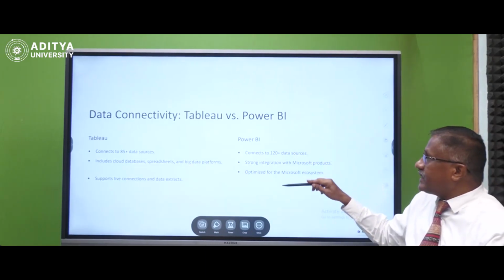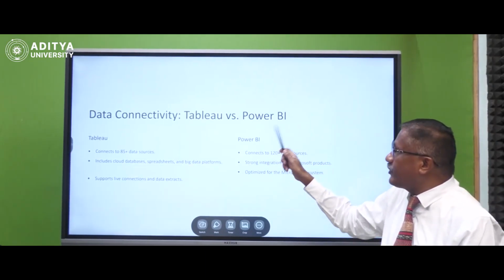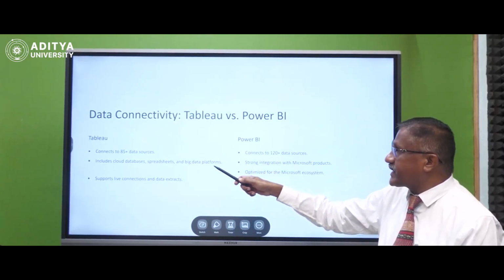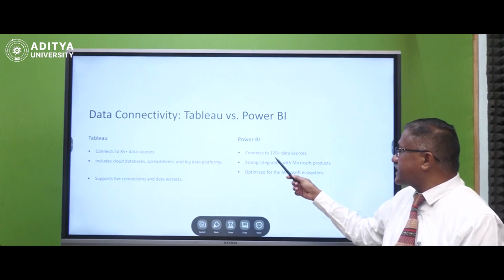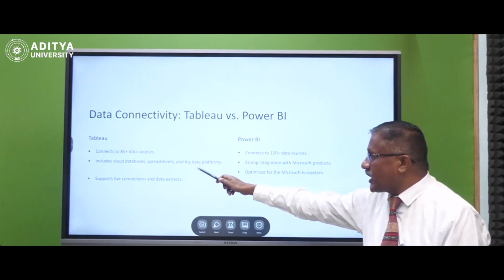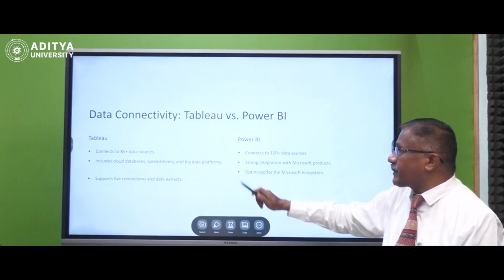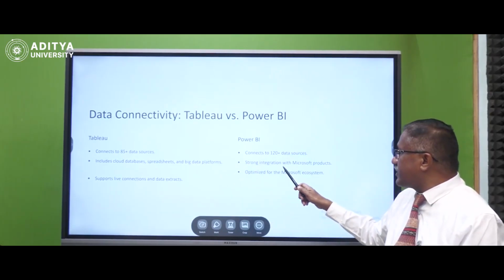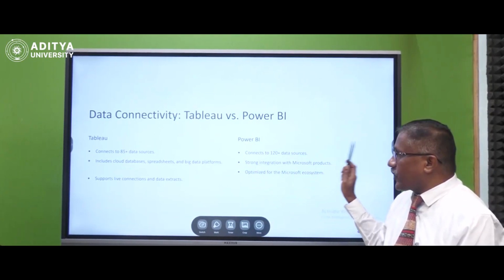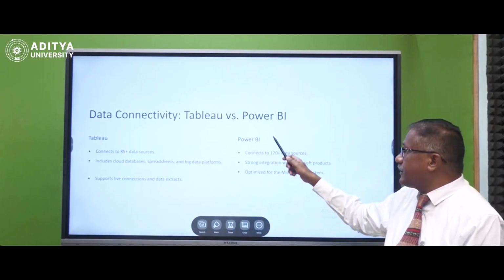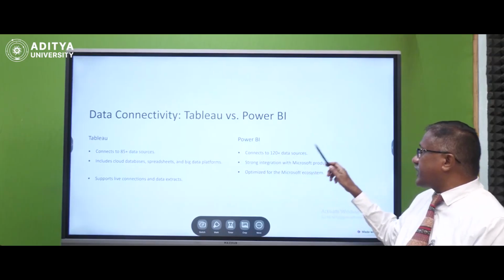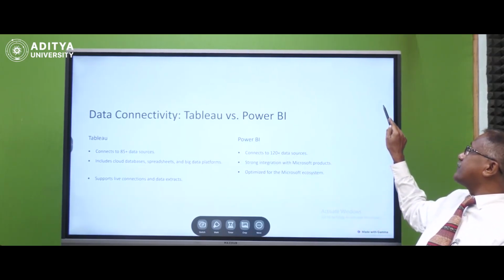Data connectivity: how can we compare both Tableau and Power BI? Tableau connects to 85 plus data sources, whereas Power BI connects to 20 plus data sources. It includes cloud, spreadsheets, and big data platforms. Power BI has strong integration with all Microsoft products. Tableau supports live connection and data extraction. Power BI data is optimized for the Microsoft ecosystem.